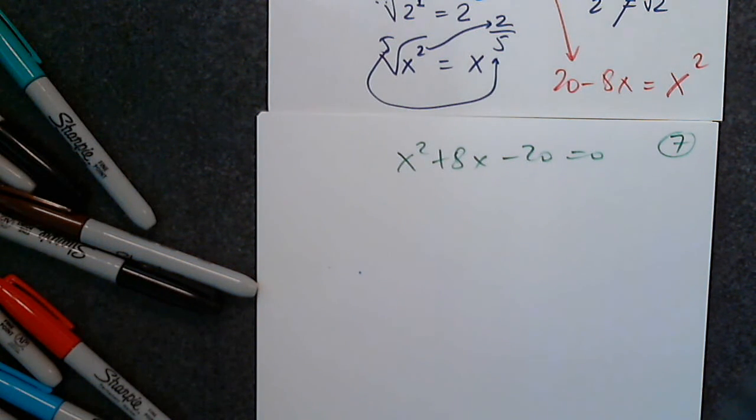And then you can read it from the left or read it from the right. I just prefer having 0 on the right-hand side, but that's me. It doesn't matter, really. So x squared is positive, the negative 8x becomes positive, and the 20 becomes negative. And that's what you see.